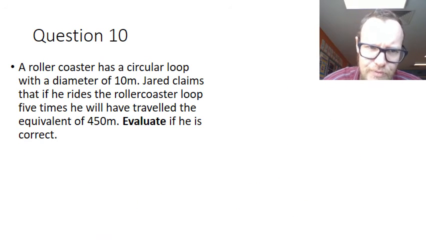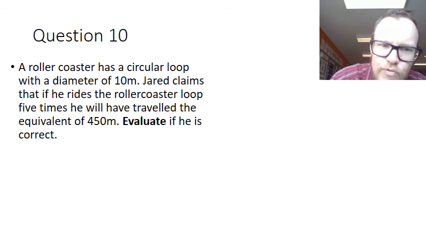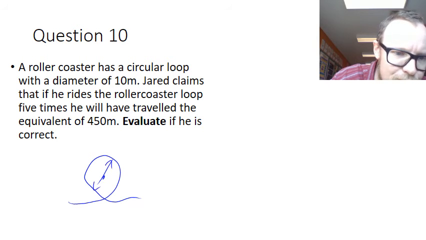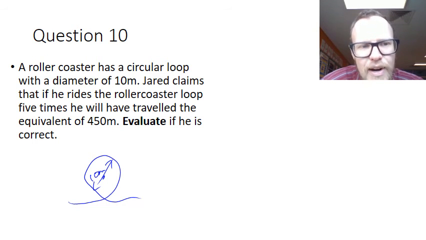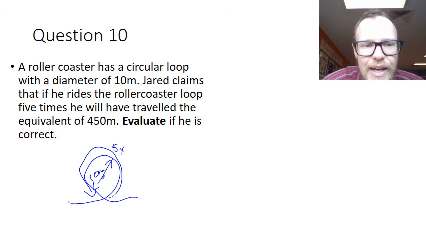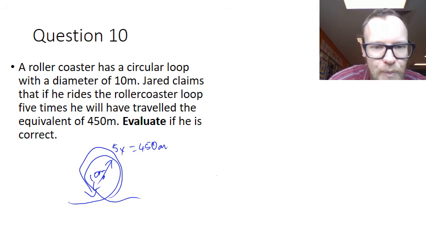by lollies. Question 10, we've got a roller coaster with a circular loop with a diameter of 10 metres. So once again, draw a diagram. We've got a circular loop here, diameter of 10 metres, 10 metres all the way across. Jared claims that if he rides the roller coaster loop 5 times, he will have travelled the equivalent of 450 metres. So if he goes around the loop 5 times, then that will equal 450 metres. So evaluate if he is correct.